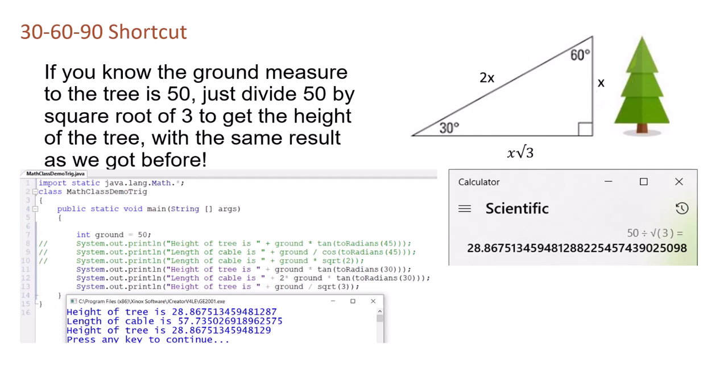If you know the ground measure to the tree is 50, just divide 50 by the square root of 3 to get the height of the tree, with the same result as we got before.